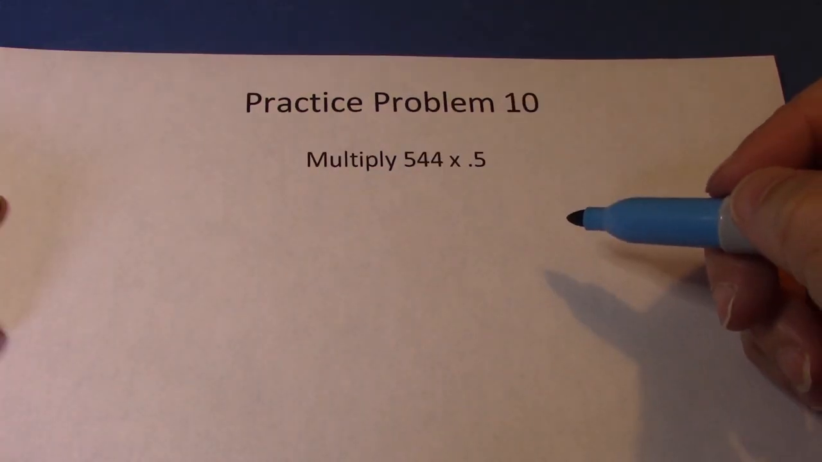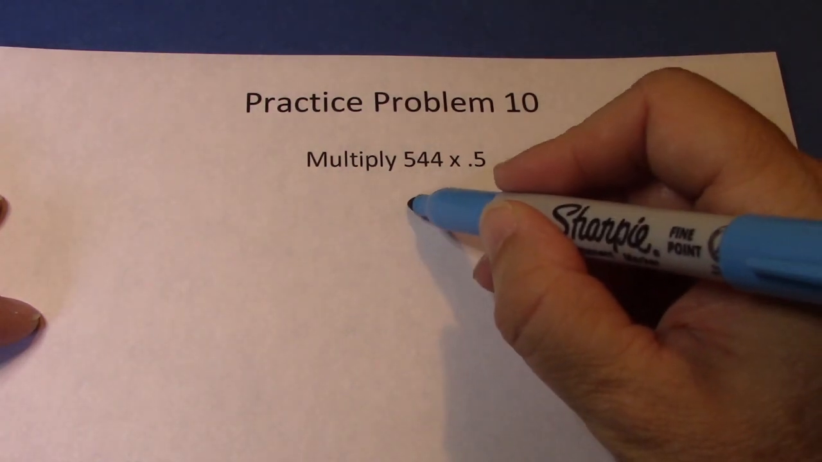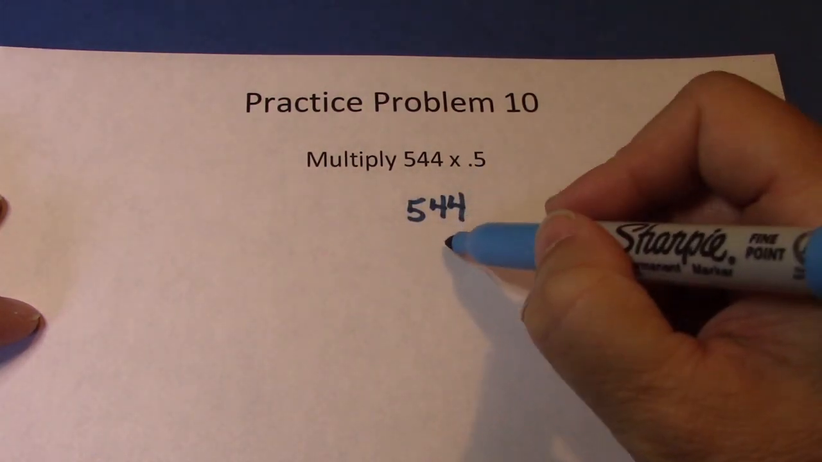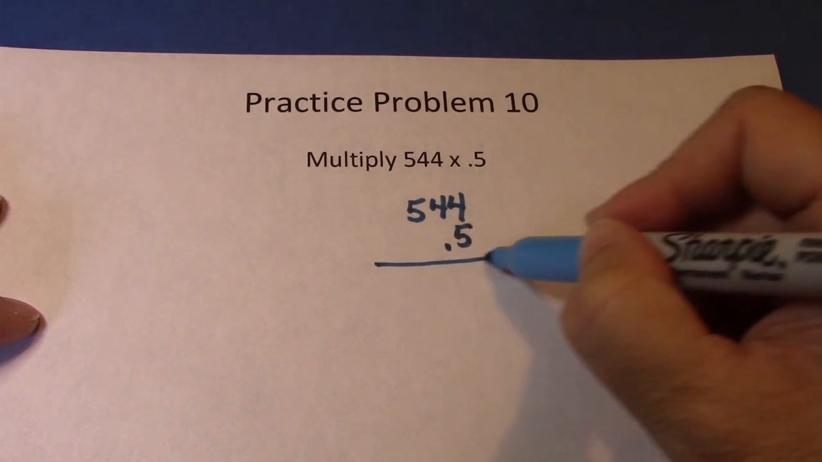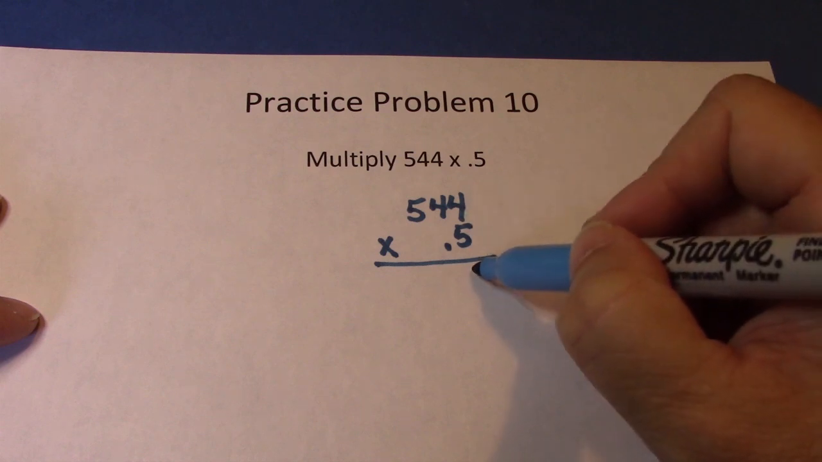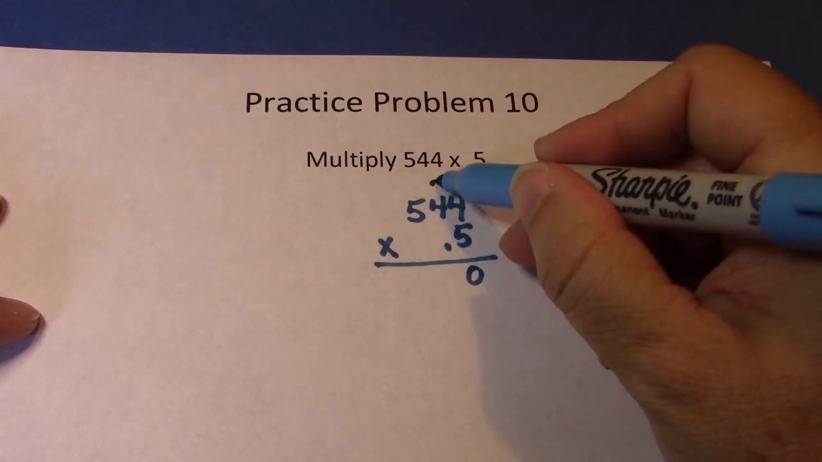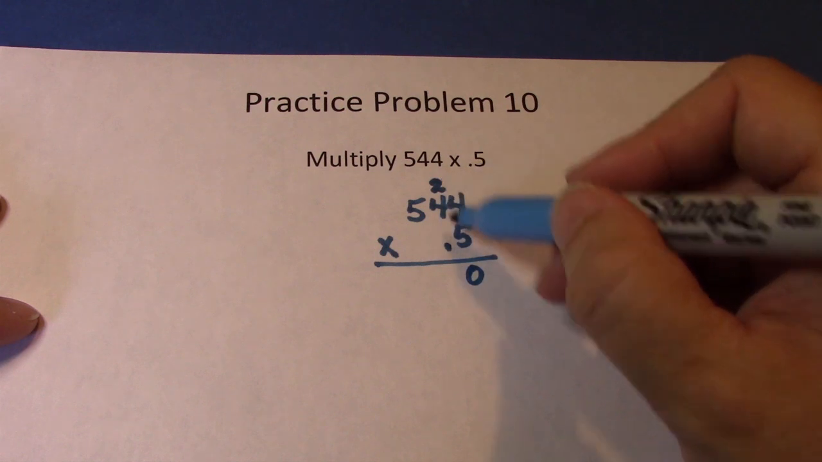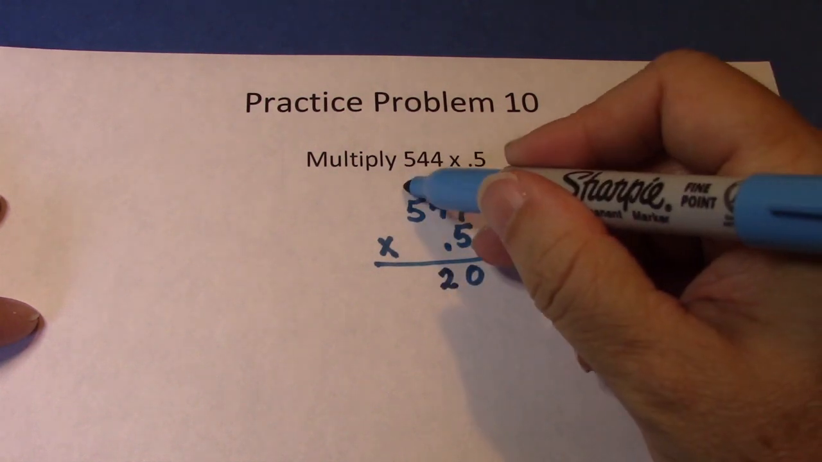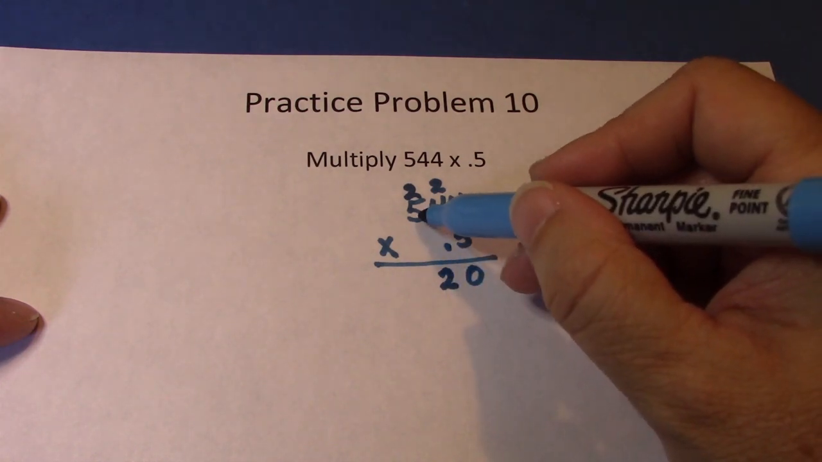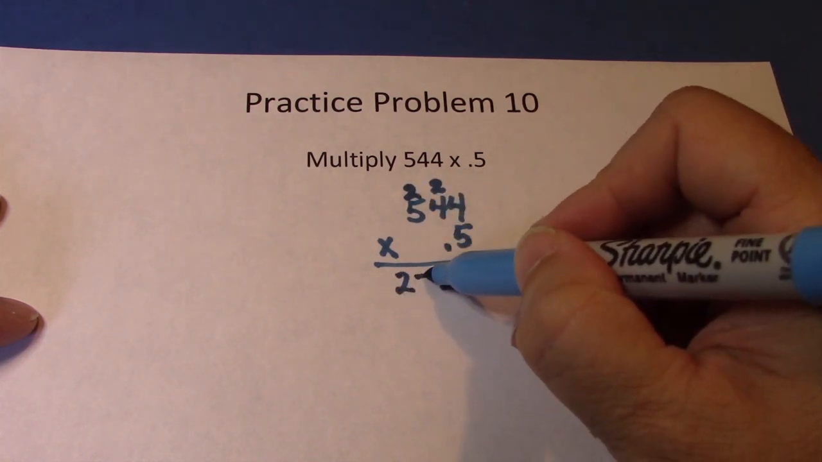Problem 10 is one more multiplication problem. We're going to multiply 544, there's no decimal in that, times 5/10. 5 times 4 is 20. I'm writing down the 0, bringing the 2 up. 5 times 4 is 20. And this time we have 2 more to add on to it, 22. There's 22. 5 times 5 is 25, plus 2 more is 27.